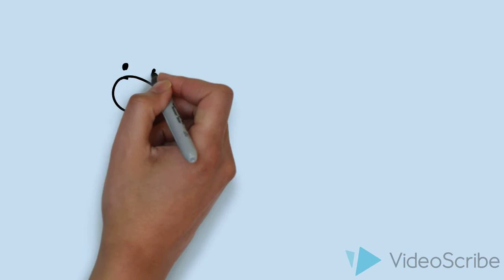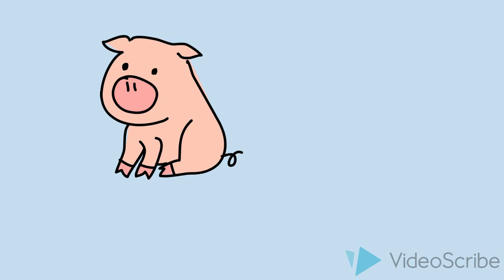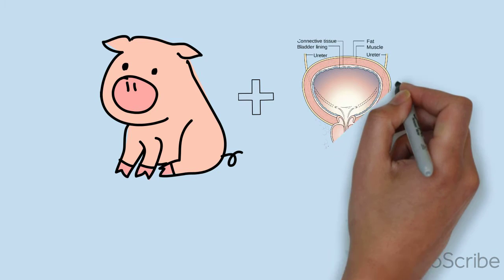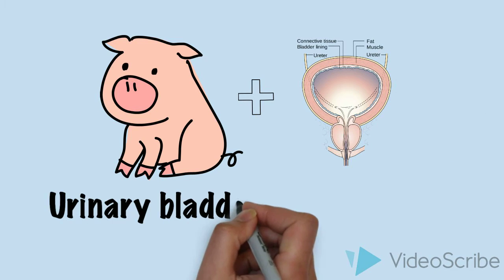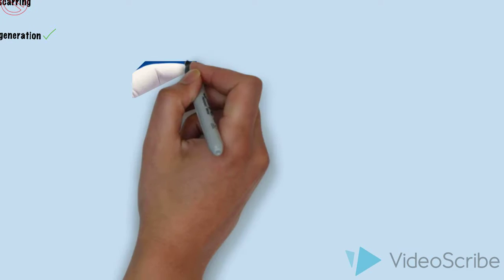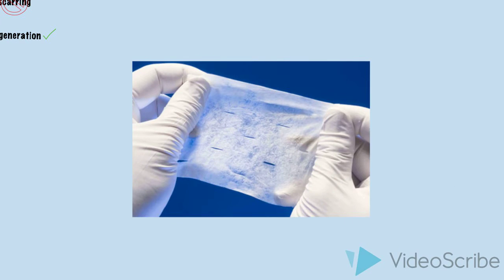However, the most effective form of ECM is made from a urinary bladder matrix, a UBM, and is derived from the bladder of a swine. Here is an image of a UBM scaffold.